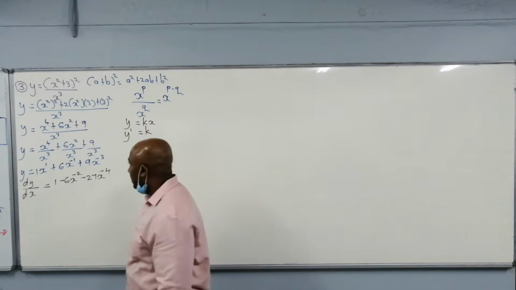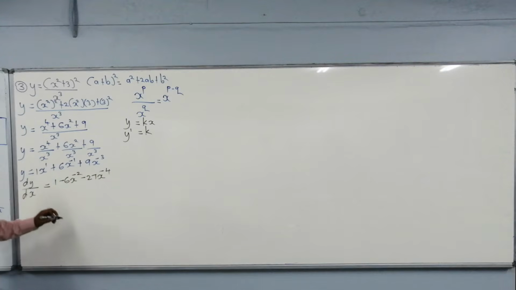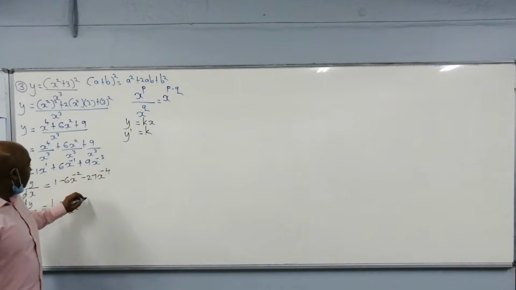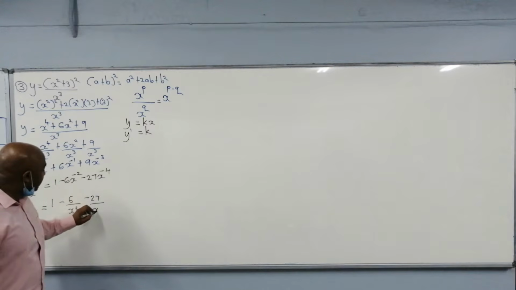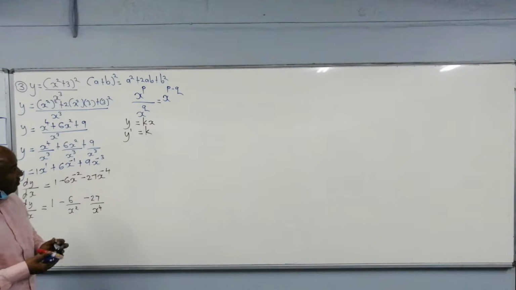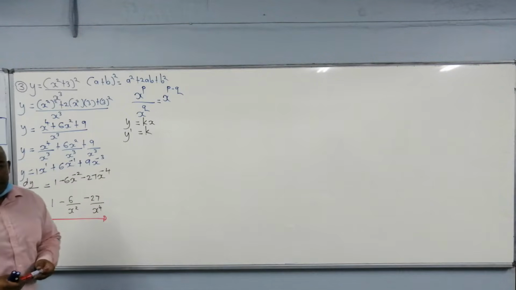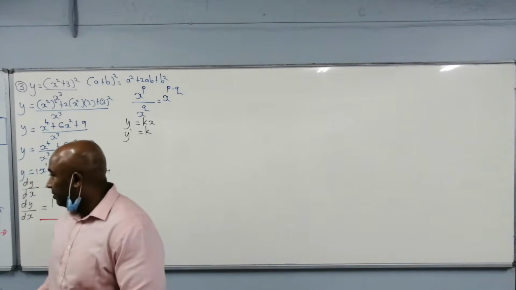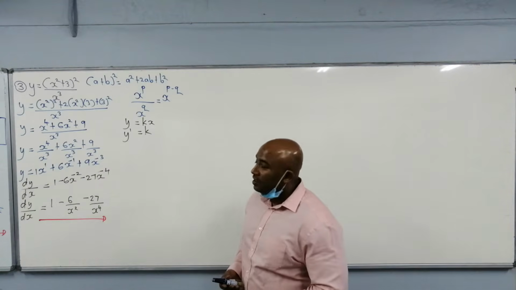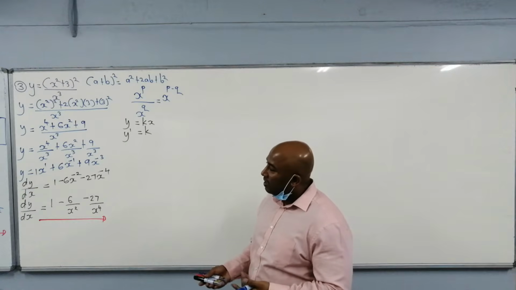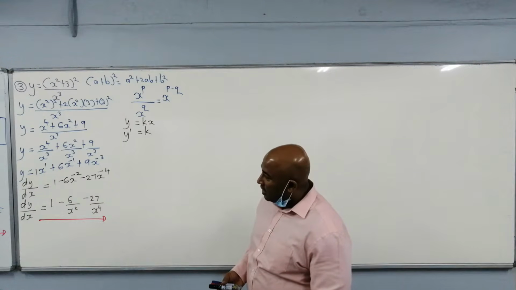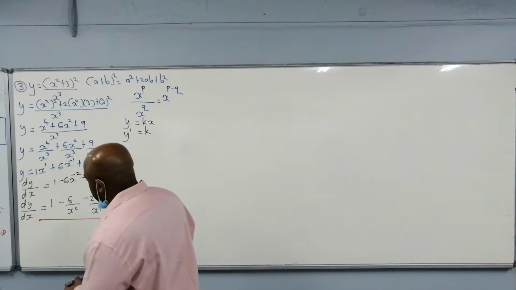Now, I'm going to simplify and write my answers with positive exponents. So therefore, my dy over dx is equal to 1 minus 6 over x squared minus 27 all divided by x to the power 4. Alright, so that was revision of N3 work plus grade 12 stuff. Now let's deal with the next example.